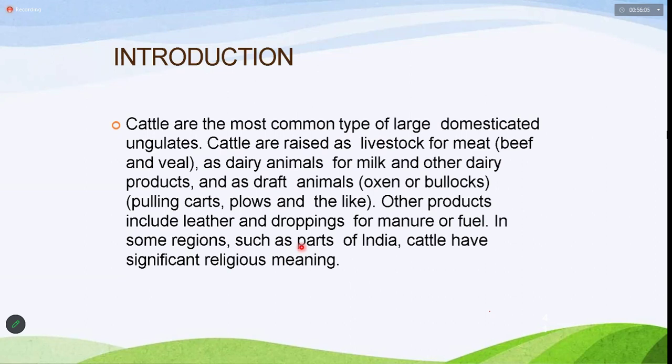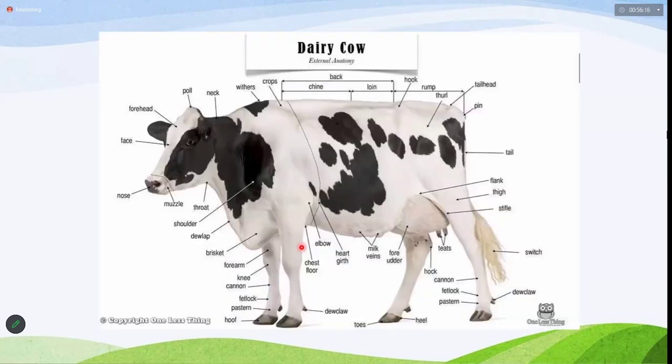As I mentioned previously, they take this as a religious animal, so they do not eat their meat. So these are the body parts of the dairy cow. I will not ask questions from these body parts. This is just for your understanding, but it is good to have an idea about what the body parts are.